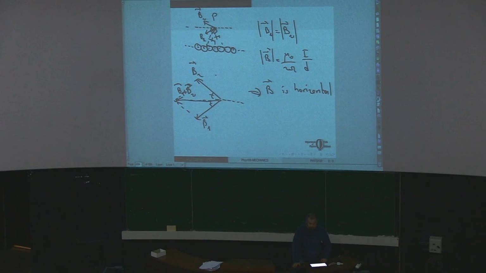What about on the bottom side? On this point, what can you say about the direction of the magnetic field? Horizontal. Well, at the point P, the magnetic field is horizontal towards the left. At the point P prime, well, it will be horizontal, but is it towards the left or towards the right? It will be towards the right.